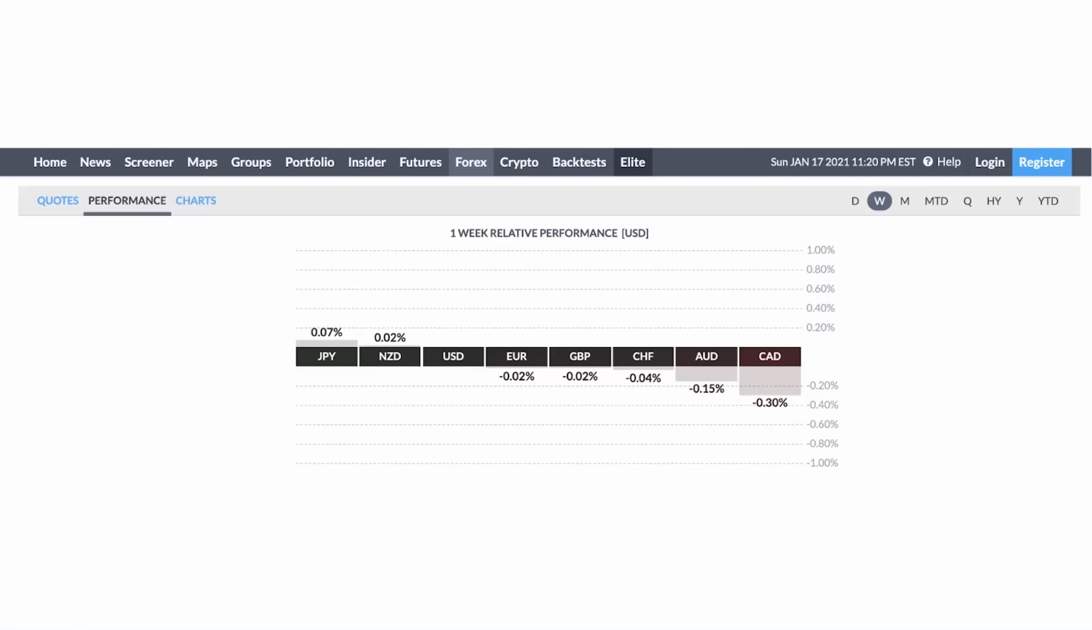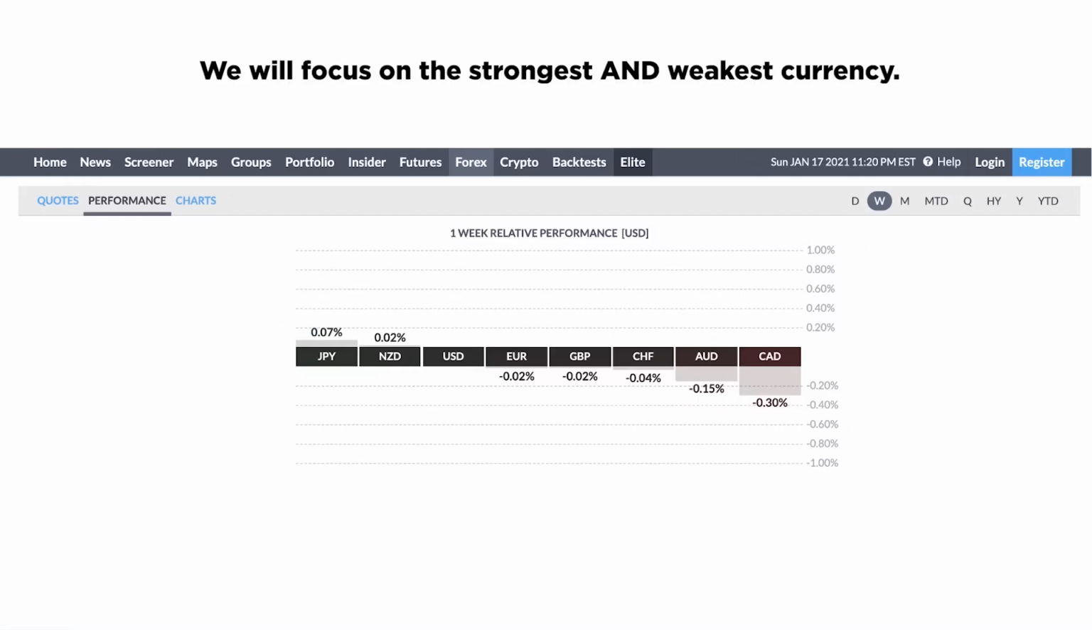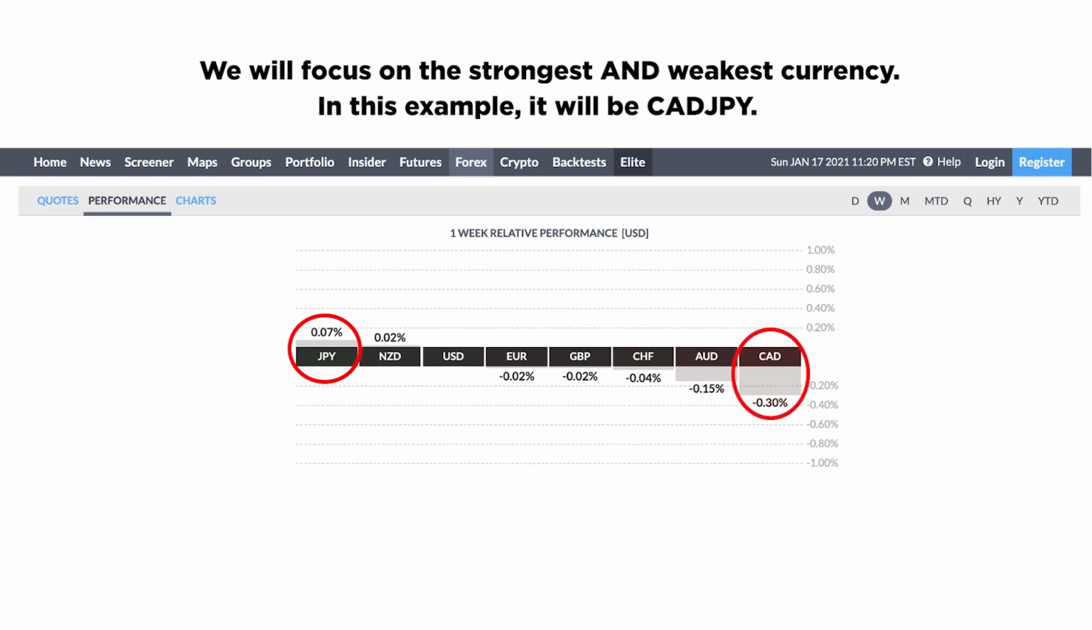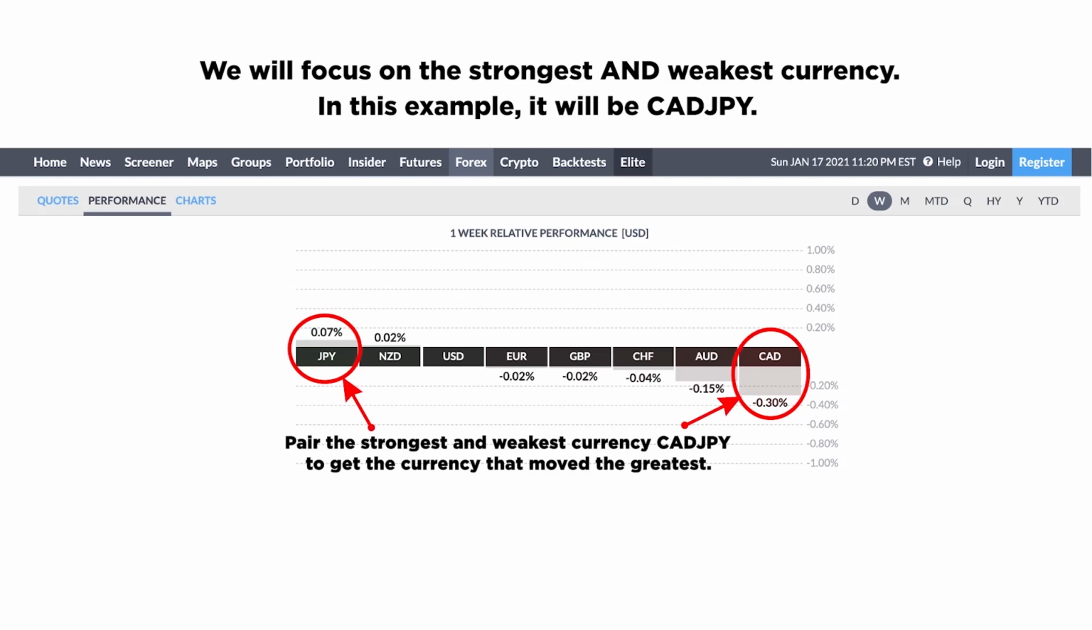So for this reason, we will focus on the strongest and weakest currency. In this example, it will be CAD Yen. By pairing the strongest currency, which is Yen, and the weakest currency, which is CAD, we will obtain the currency pair that has moved the greatest.